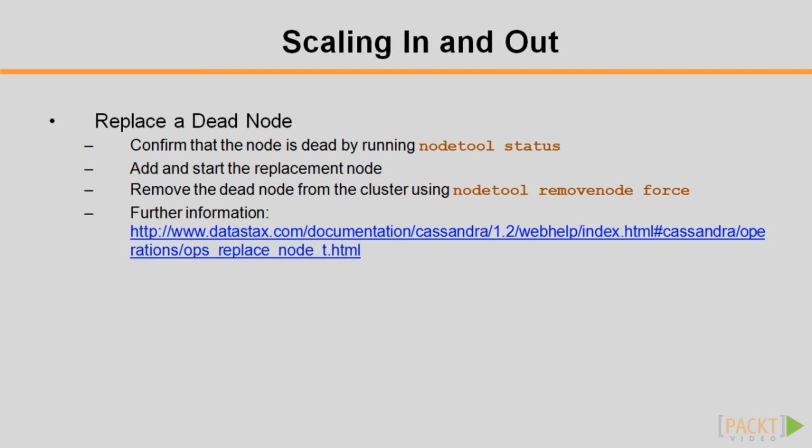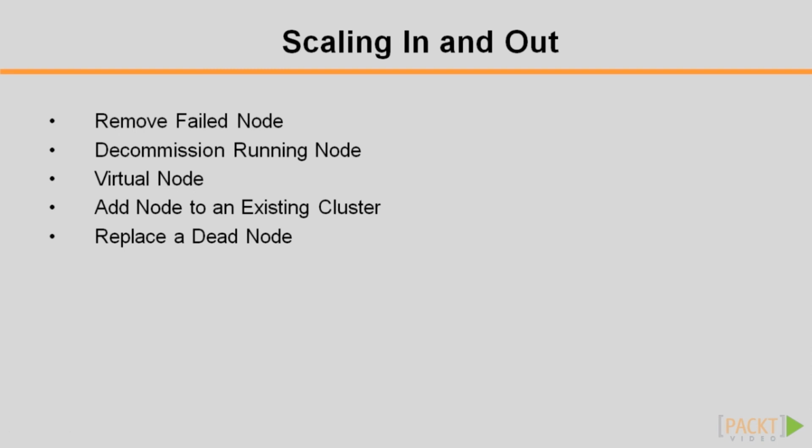First, confirm that the node is dead by running nodetool status. Then add and start the replacement node. Finally, remove the dead node from the cluster using the nodetool removenode force command. Pretty straightforward. Now you're familiar with how to remove a failed node and how to decommission a running node.